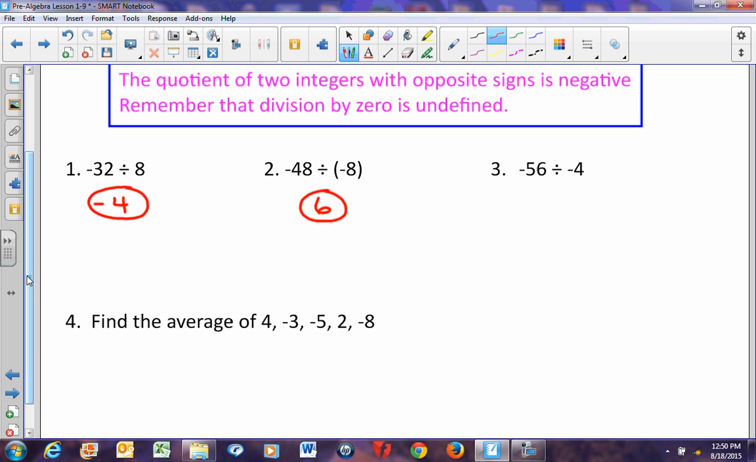Number 3, negative 56 divided by negative 4. Again, same signs. If they're the same signs, it's going to be positive. If they're opposite signs, it's going to be negative, so it's going to be positive. 56 divided by 4, in case you didn't know that, you can just do it over here. 4 goes into 5 once, then into 16 four times. So it's 14. Just in case you didn't know.